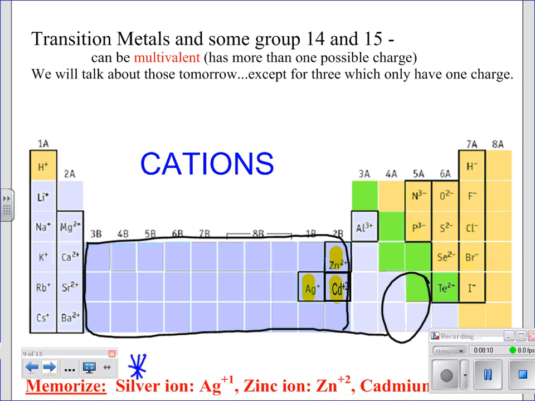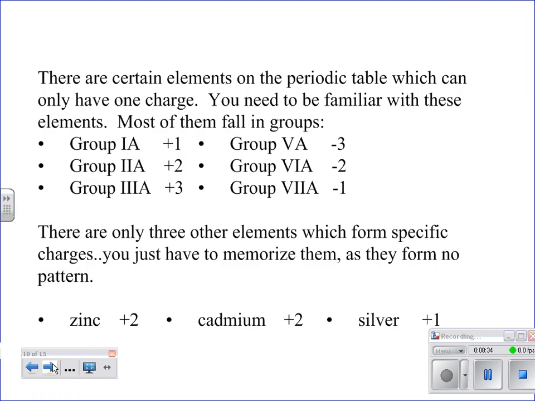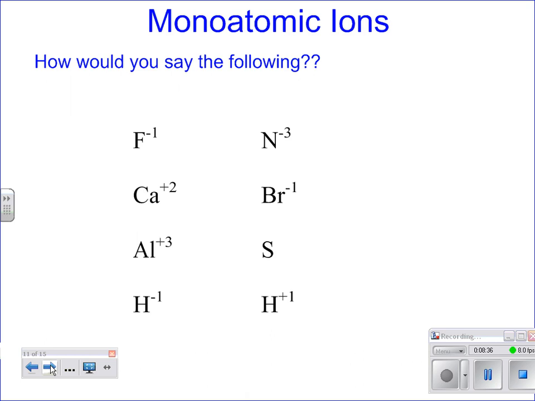Your silver, zinc, and cadmium all have one definite charge. And the way you can remember this, if you look on your periodic table and you see that aluminum is +3, just go down diagonally, +2, +1. Well, if zinc's +2, cadmium's also +2. So these you just have to have memorized. And this is what you're seeing on your notes.